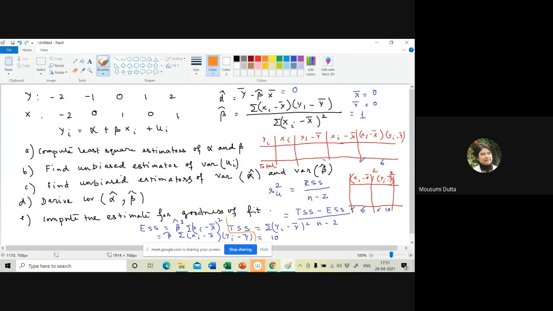So if I come back to my S u square formula, now what is n minus 2? N is 5 here, 5 observations are there. The degrees of freedom, n minus 2, is 3. So for the second part, the answer is 4 by 3.